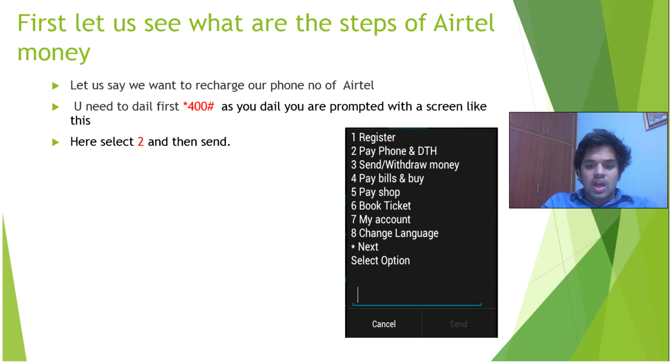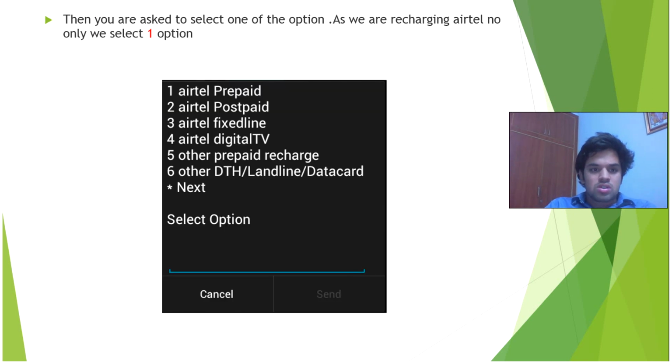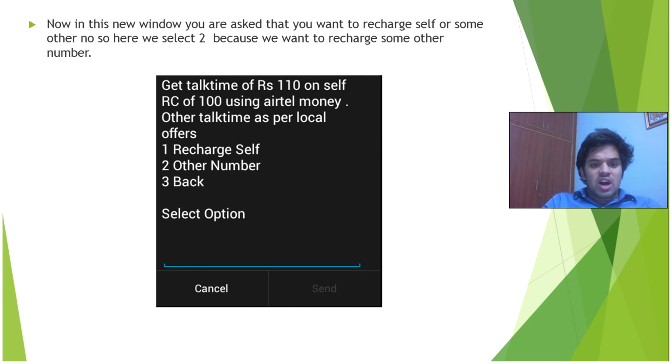After we select 2 and click on send, we are redirected to a window like this which asks whether the phone you are recharging is Airtel prepaid, Airtel postpaid, Airtel fixed line, Airtel digital TV or other prepaid recharge. Here we select Airtel prepaid. As we are a prepaid user, we don't have to pay bills; otherwise we would select 2 for postpaid bills. So here we select 1 and click on send. Then it asks whether you want to recharge your own number or any other phone number. We have to select 2.